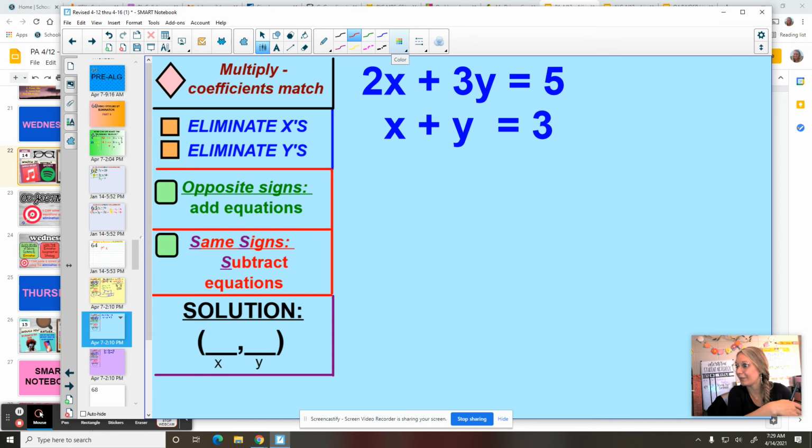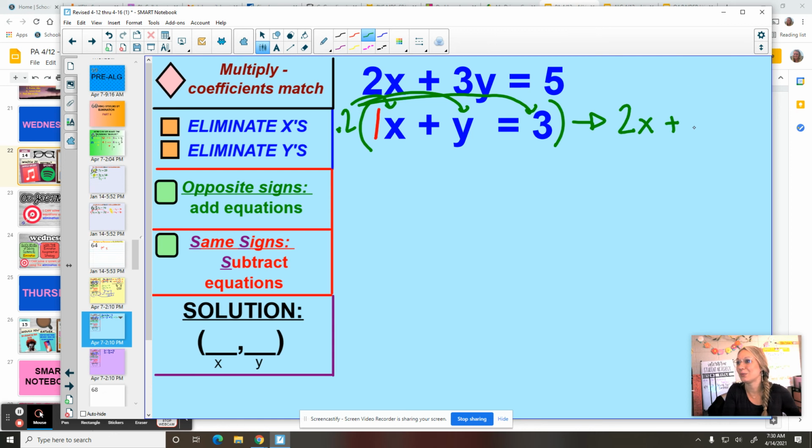Let's say, since we eliminated our y's last time, let's eliminate our x's this time. How can I get a 1x to match a 2x? What would I multiply this entire equation by? Hopefully in your head you're saying 2, because that's what we're going to do. So we're going to multiply every piece in this equation by 2. So 2 times 1x gives me a 2x, plus 2 times y is just 2y, equals 2 times 3, which is 6. I didn't do anything to my top equation, so all I have to do is rewrite it.